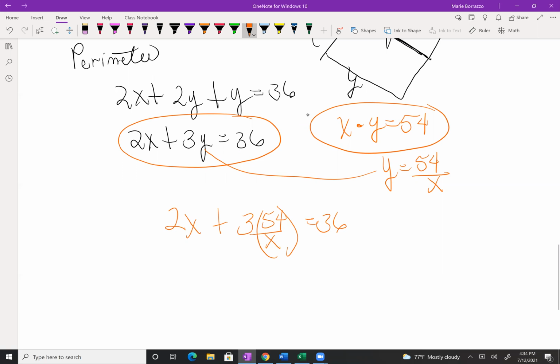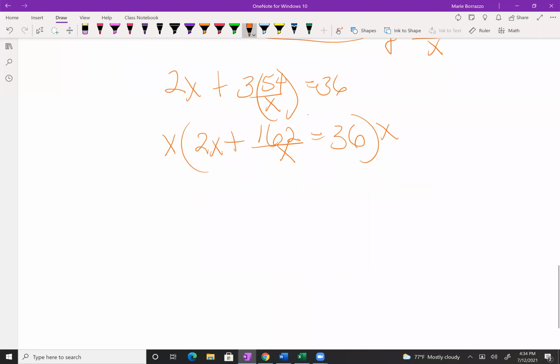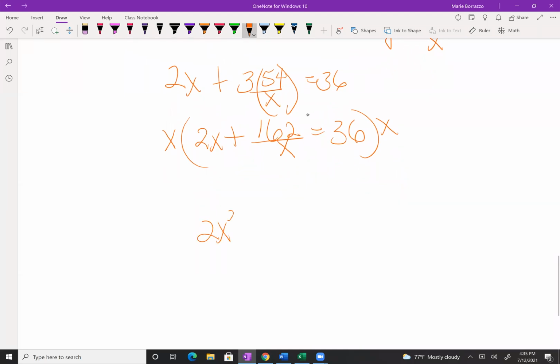So now we can solve for this somewhat easily, I would think. So we end up with 2X plus 162 over X equal to 36, sorry, equal to 36. Okay, and what I'd want to do at this point is let's get rid of that X in the denominator. So if I multiply by X on both sides, now I'm left with 2X squared plus 162 equals 36X.